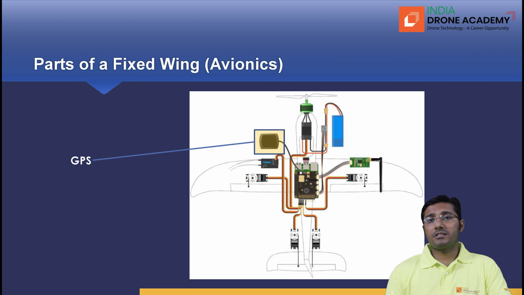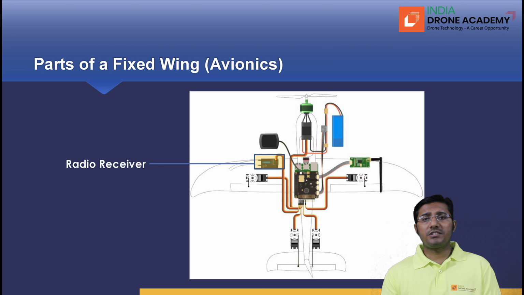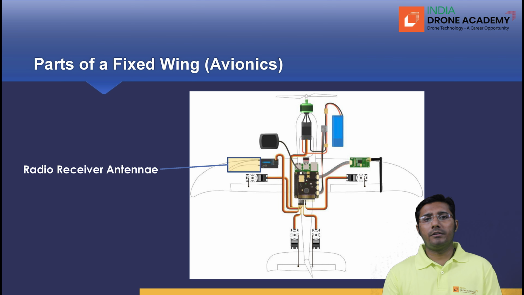There are some other components, like GPS for navigation. GPS helps in navigation because it retrieves the location of the drone, and is an important component for safe operations. And there is a radio receiver, which connects with the flight control board. The radio receiver receives the radio communication commands sent by the remote pilot through the transmitter, and we have a radio receiver antenna attached to it.